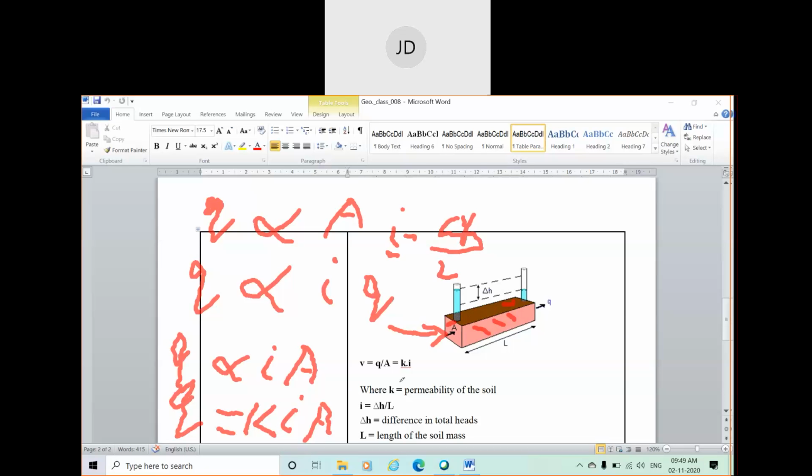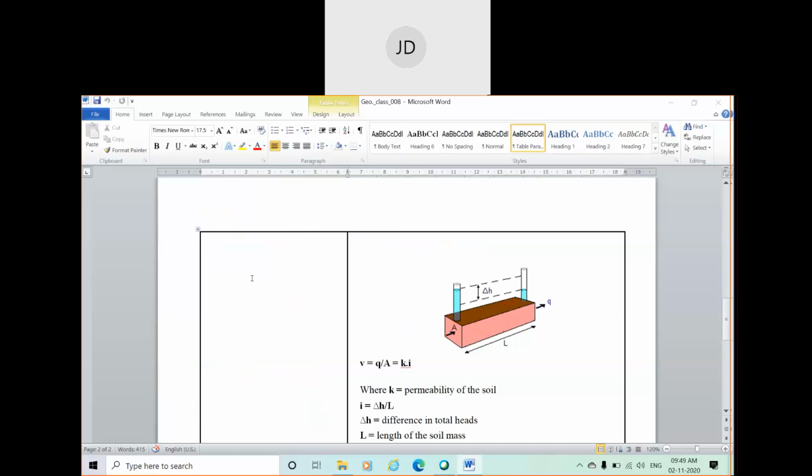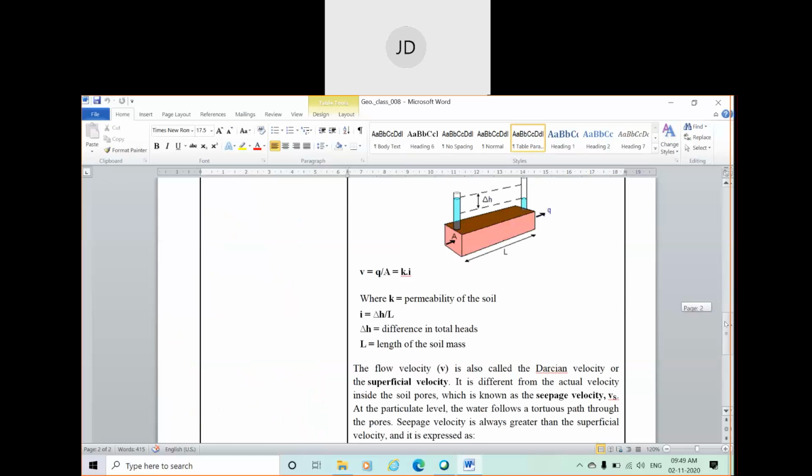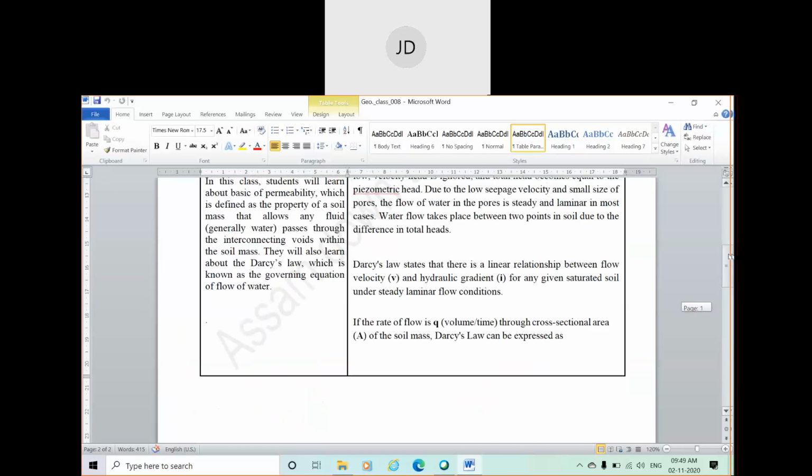It's very important. K is the permeability of soil, but technically it is known as the coefficient of permeability. Clear? Fine. I don't think there's any confusion here. It's very simple to understand. The main equation is Q is equal to KIA. This is Darcy's law.